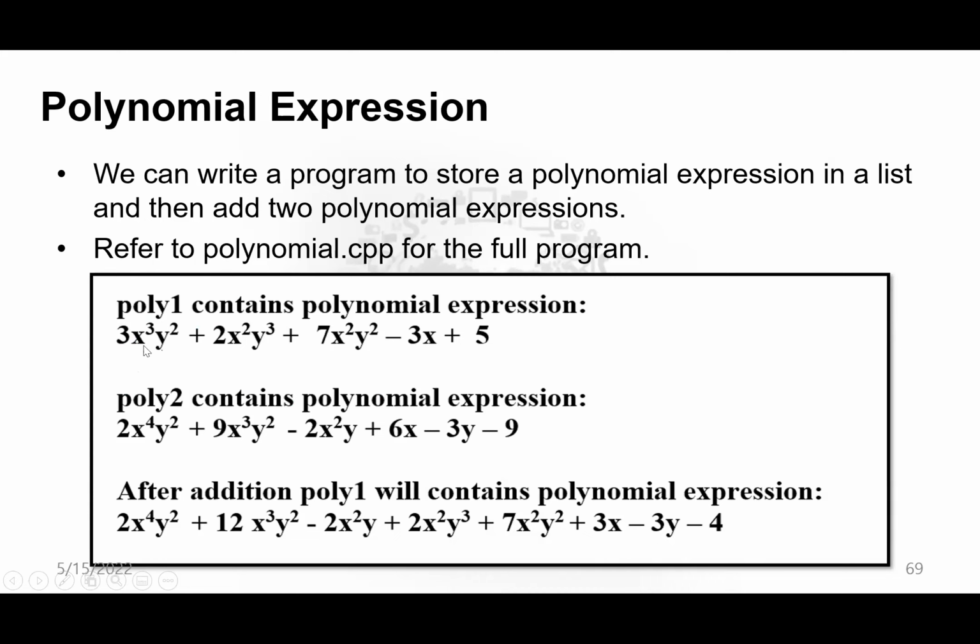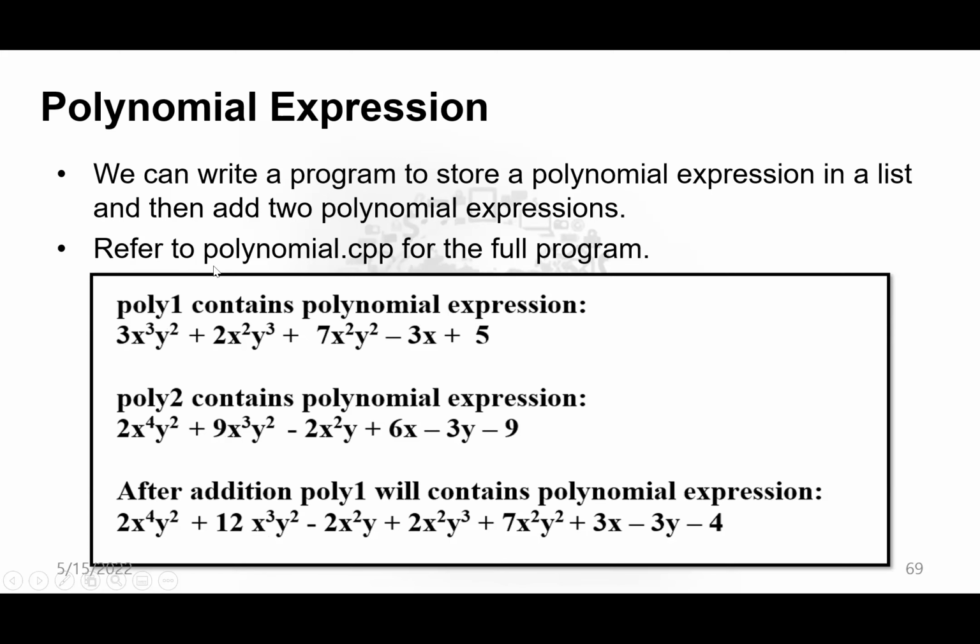You can only add like terms. For example, take this 3x power 3 y power 2. You look in poly 2 to see if you have any term with the same exponent x and exponent y, like x power 3 y power 2. You have one, this 9x power 3 y power 2. So this 3 and this 9, the coefficients, will be added together and it becomes 12. So here, for x power 3 y power 2, the coefficient after the addition is 12. This is how we add the two polynomials together.